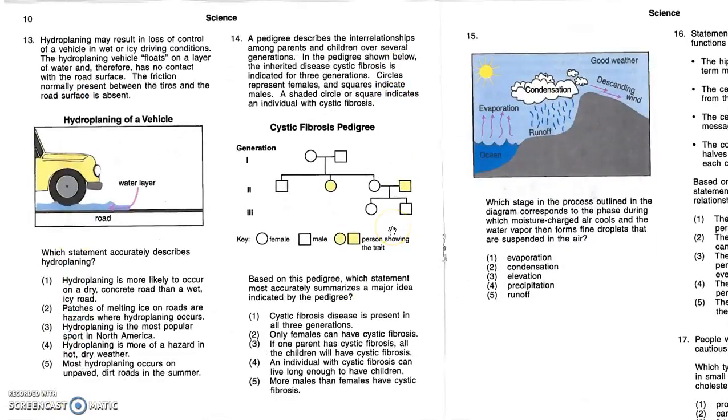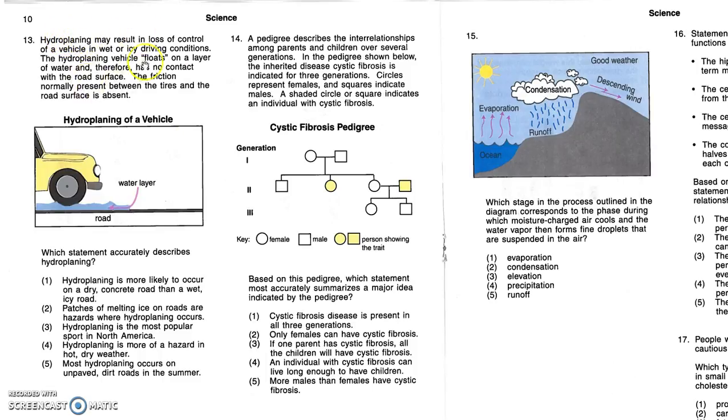And question number 13. Hydroplaning may result in loss of control of a vehicle in wet or icy driving conditions. The hydroplaning vehicle floats on a layer of water and therefore has no contact with the road surface. The friction normally present between the tires and the road surface is absent. So I'll get a small picture about hydroplaning, what it is. Let's have a quick look again.